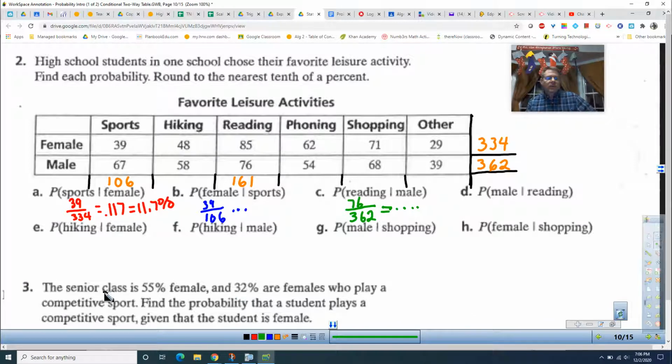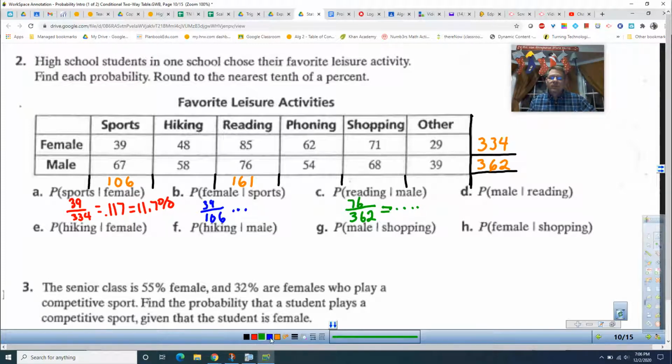Okay, then one last one here. This is not necessarily using these numbers up here. This is just in general, okay? The senior class is 55% female. Well, that's obviously not what's going on here, right? Because in this one there are actually fewer females. So we're just going to say it's 55% female. And 32% are females who play a competitive sport. So out of the entire senior class, 55% of them are female. And of that group, 32% like to play competitive sports. So find the probability that the student plays a competitive sport given that the student is female.